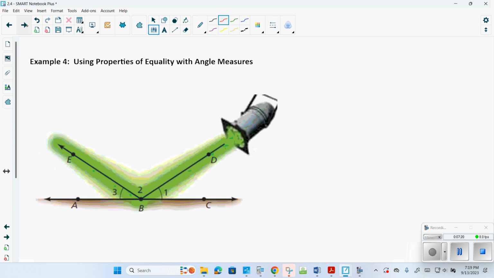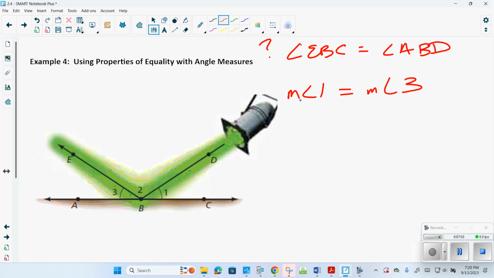All right. Now, this one's a hard one, and it's not written here on the notes, but I want to know, this is what they want me to try to find, if the measure of angle EBC would equal the measure of angle ABD. That's what they want me to figure out. And in the picture, I am given that angle 1 equals angle 3. So that's what I'm given in the picture. These two marks tell me that those two angles are equal.